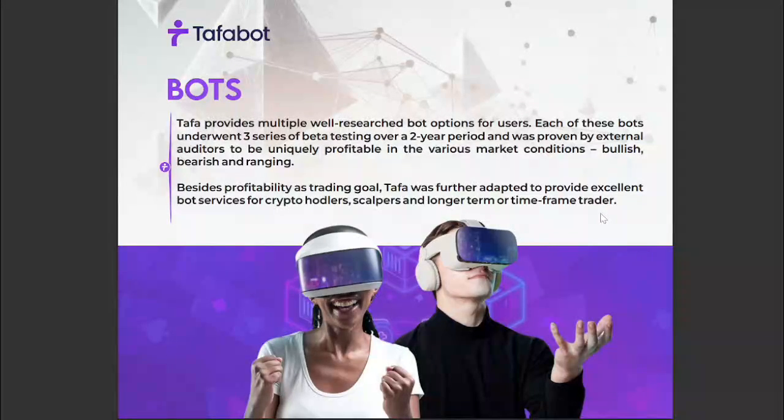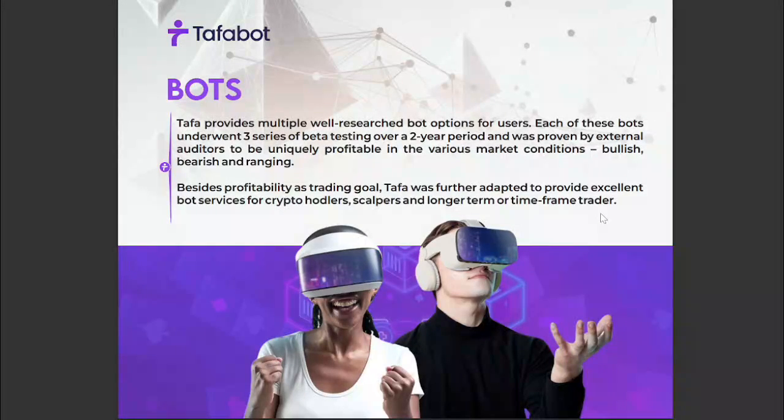So what this means is that Tafabot did not just come out to just drop this on our laps and say, take this and go and make money with it. It went through a series of beta testing, different stages of beta testing. So for the period of 2 years, this company decided to do beta testing and they did it 3 times. Each of the bots on this platform underwent 3 series of beta testing over a period of 2 years before the global launch. So some of you may ask about the efficiency of this bot. We can just see it clearly from this write-up.